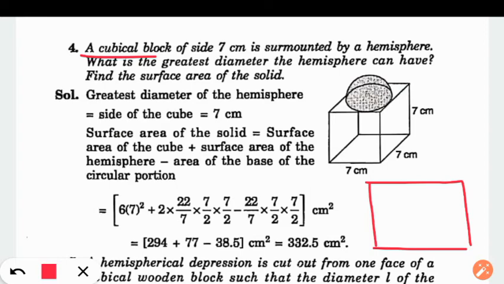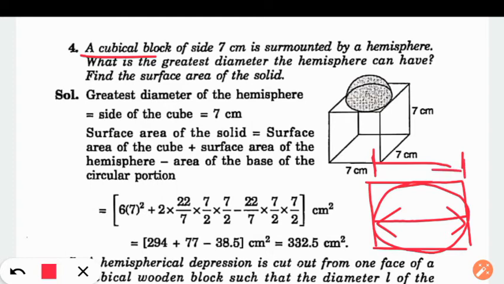The diameter of the greatest hemisphere: if the hemisphere touches all the sides, then in that case we will have the greatest diameter of the hemisphere, right? So in that case the diameter will become the same as the side of the cube, which is 7. That is why the greatest diameter of the hemisphere is equal to the side of the cube, which is 7 centimeter. Done.